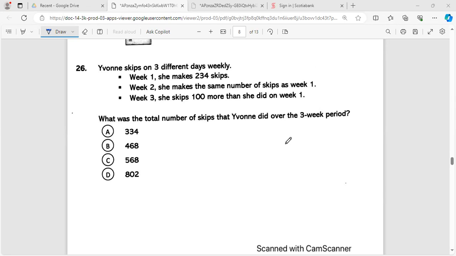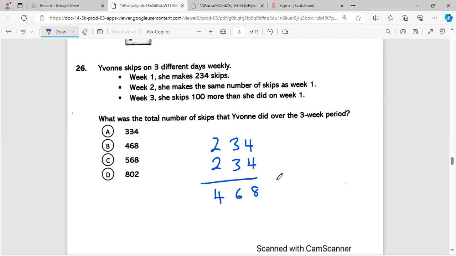I chose D because it says in week one she did 234 skips. Then week 2 she makes the same number of skips. So you're going to add those two because it's different weeks, and you're going to get 468. When you get the 468, it says week 3 she did 100 more skips. And then sir, you have to add 100.